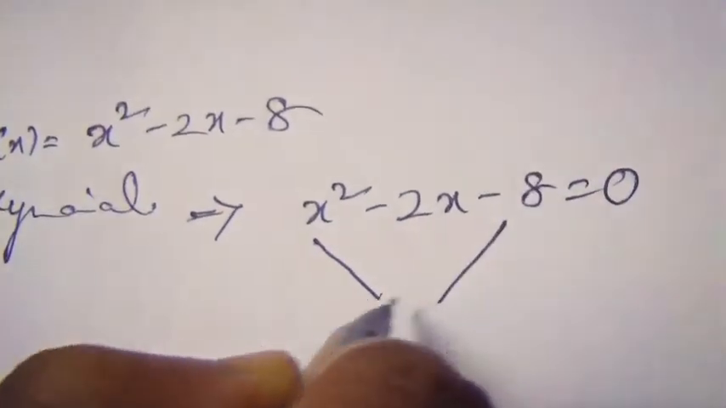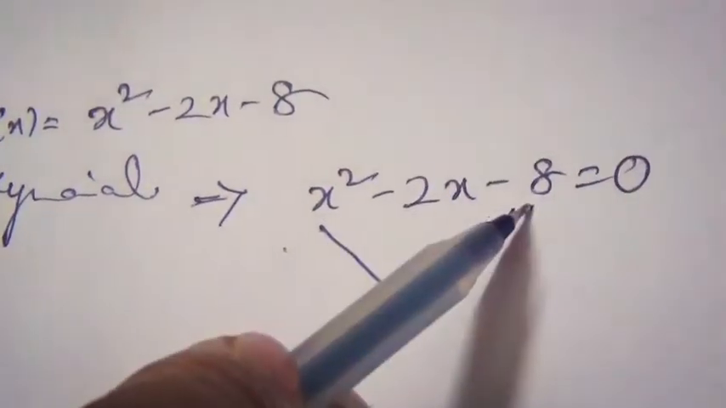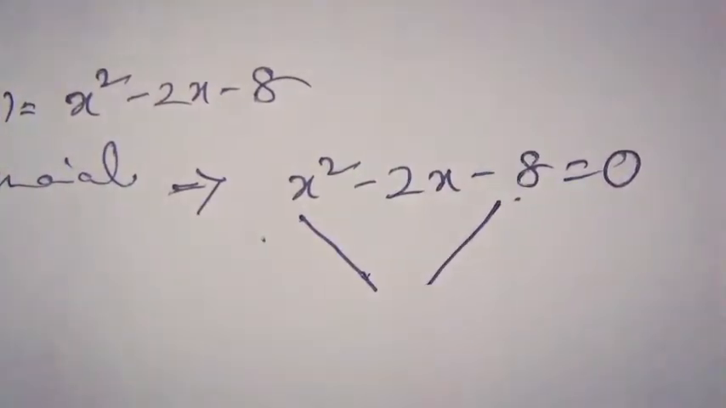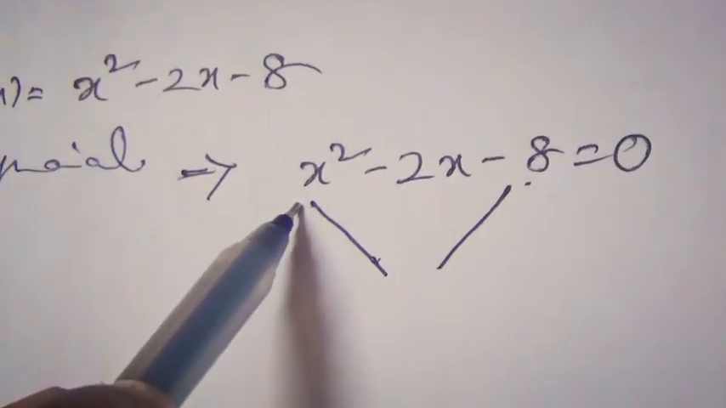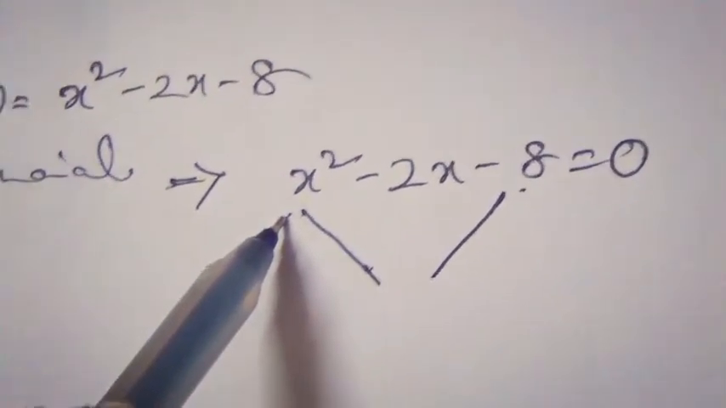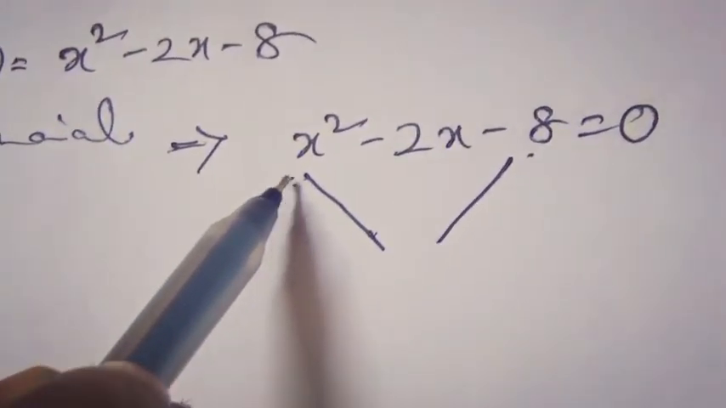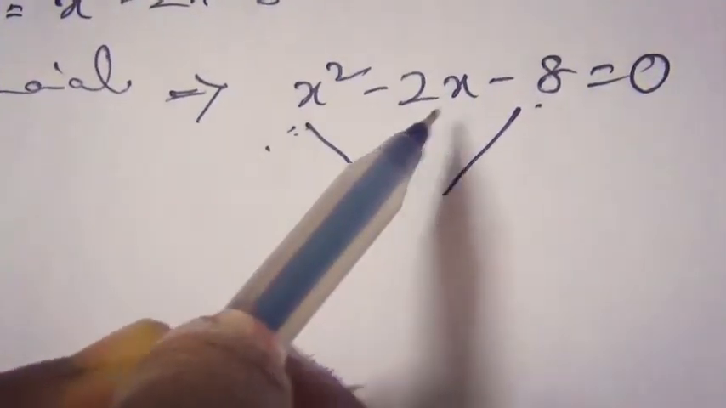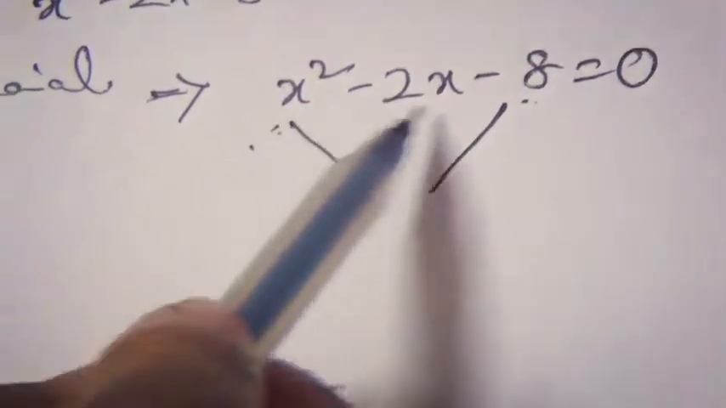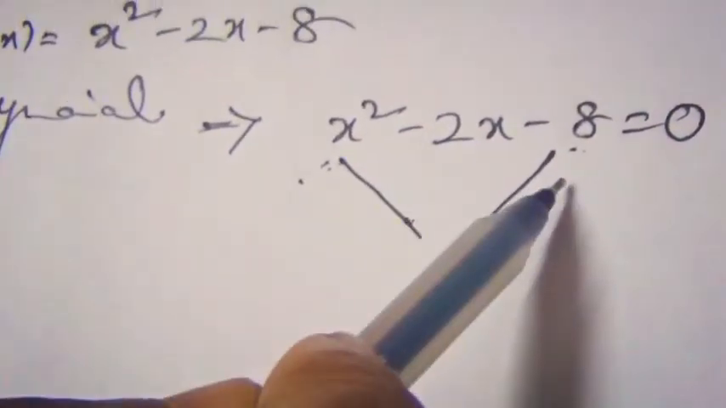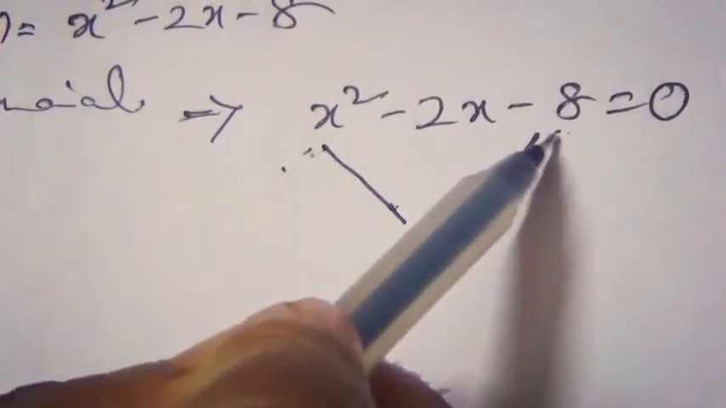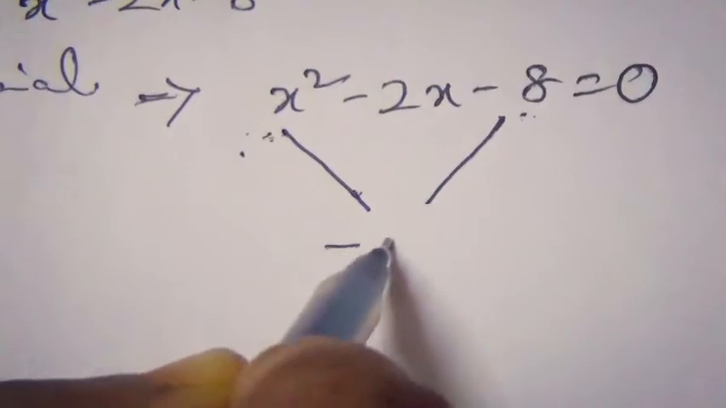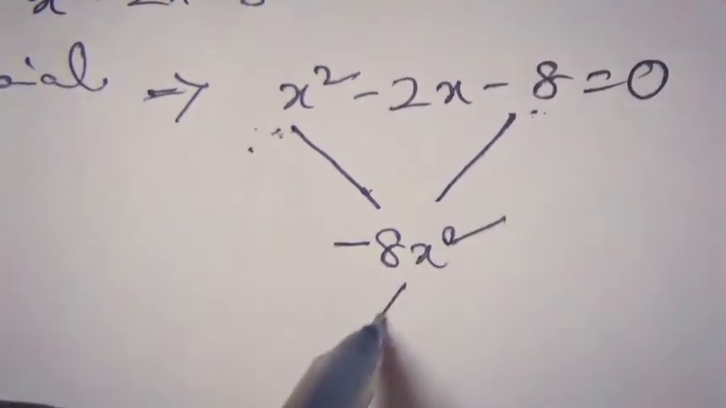To factorize, is the given equation in order? Yes. Why? Because first we have to write the highest power variable. Here it is the x square coefficient, here it is the x term, and it is a constant. We have to write the equation in order first. So the first one and the last one you have to multiply: minus 8 into x square, minus 8x square.